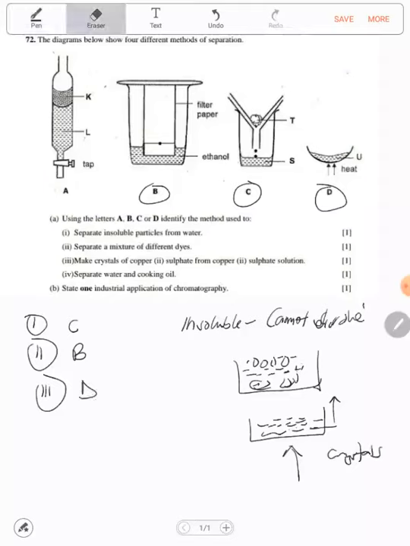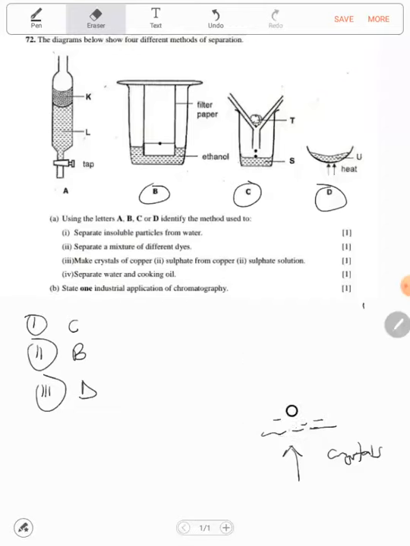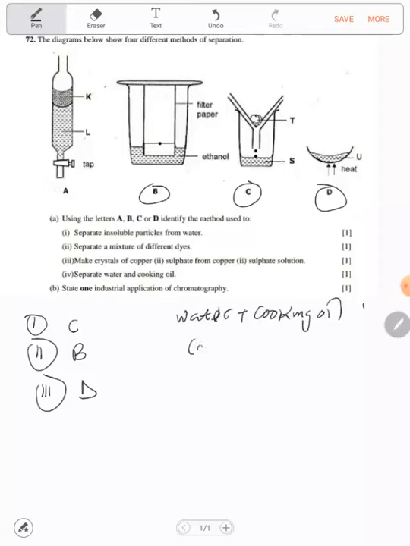So I hope my explanations are clear and direct to the point. Then we have 4, separate water and cooking oil. Now remember that water plus cooking oil cannot mix. Hence we call them immiscible liquids. Immiscible liquids cannot mix. Let me just give an example.